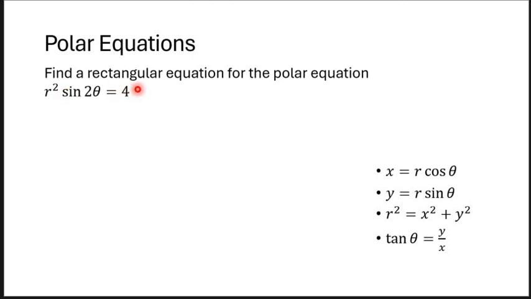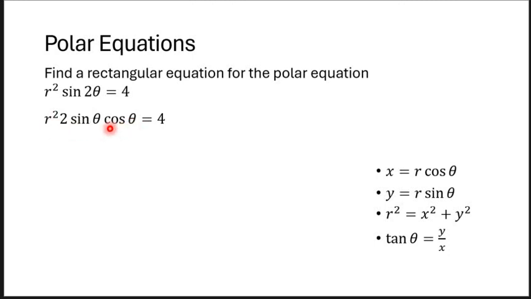Here we have find the rectangular equation for the polar equation r squared times the sine of 2 theta is equal to 4. Well, for this one, we're going to have to use an identity because this isn't just theta, this is 2 theta. So we're going to use the double angle identity for the sine. The sine of 2 theta is equal to 2 times the sine of theta times the cosine of theta.